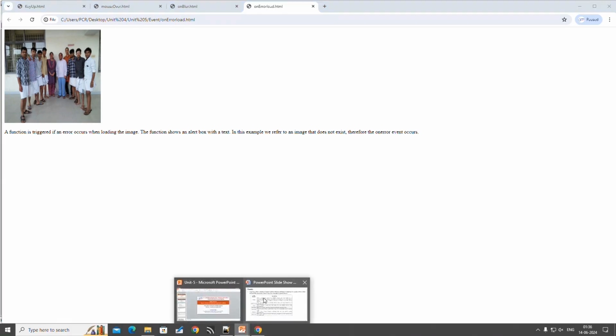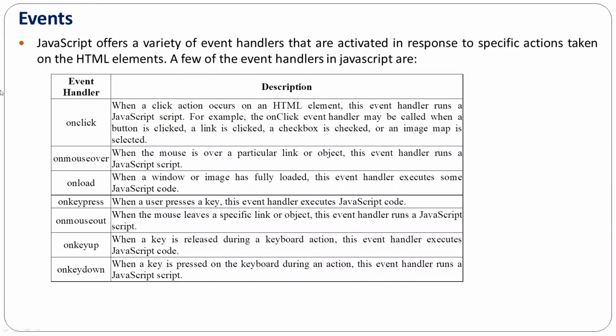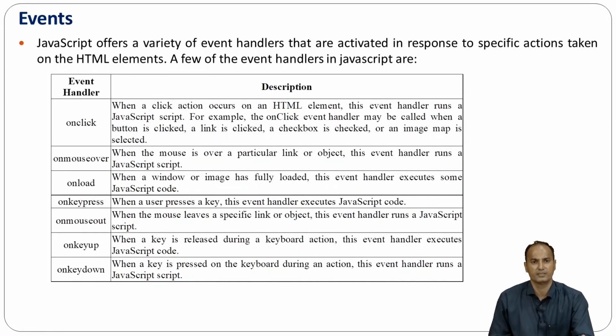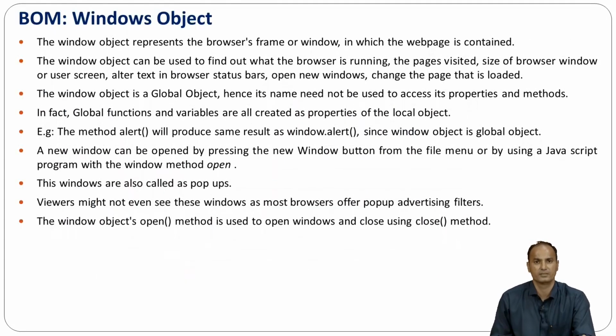So this is all about event handling in JavaScript. Various event handlers are available and we can test them by specifying various functions to handle those kinds of events. Now moving next is all about the browser object model.